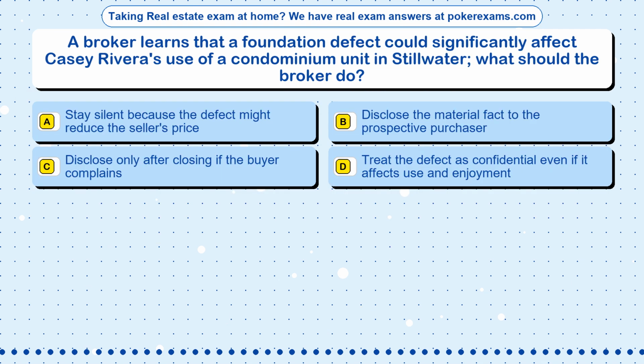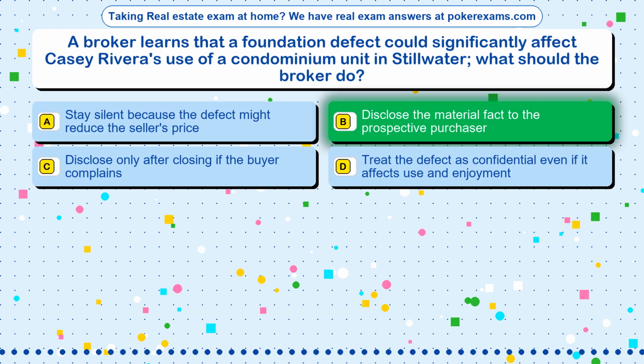Question 98. A broker learns that a foundation defect could significantly affect Casey Rivera's use of a condominium unit in Stillwater. What should the broker do? Option A. Stay silent because the defect might reduce the seller's price. Option B. Disclose the material fact to the prospective purchaser. Option C. Disclose only after closing if the buyer complains. Option D. Treat the defect as confidential even if it affects use and enjoyment.